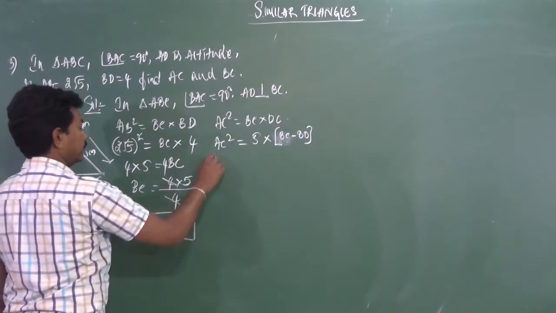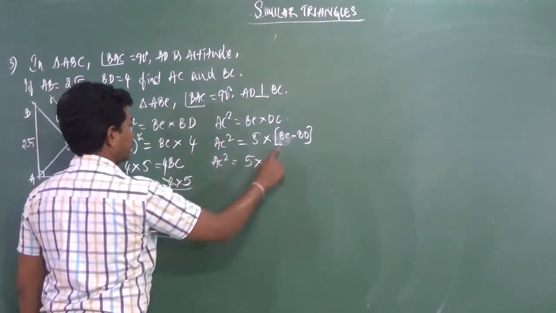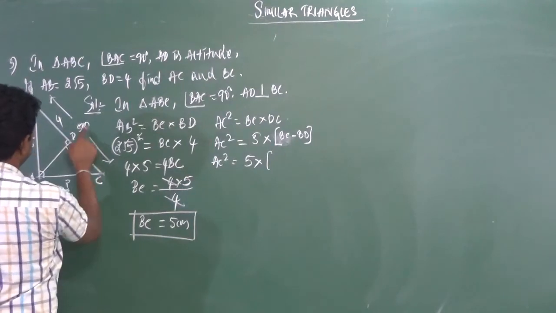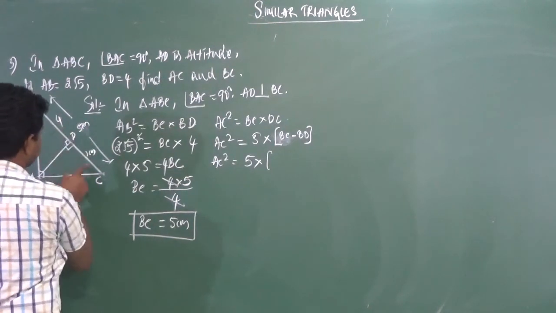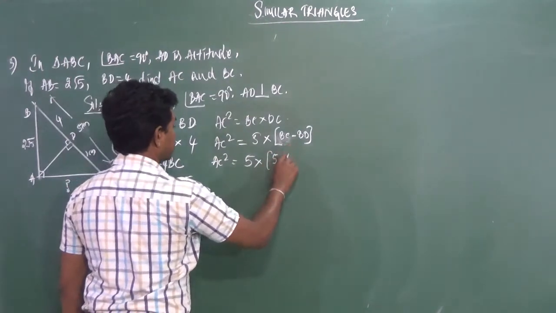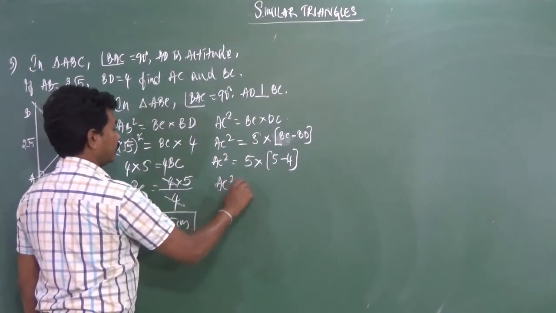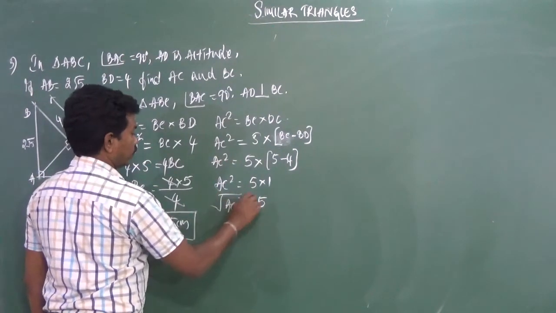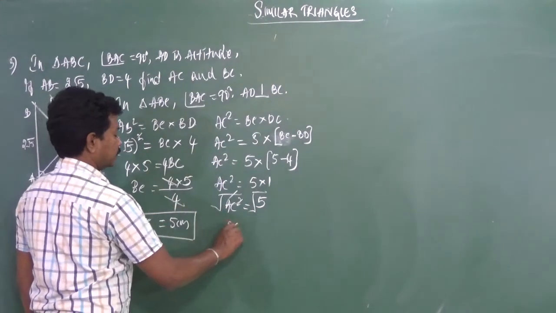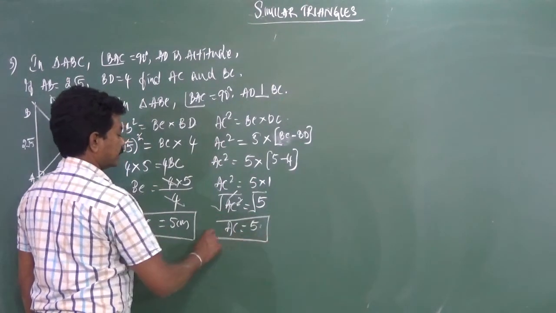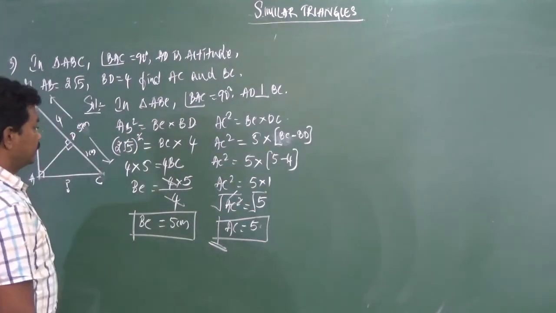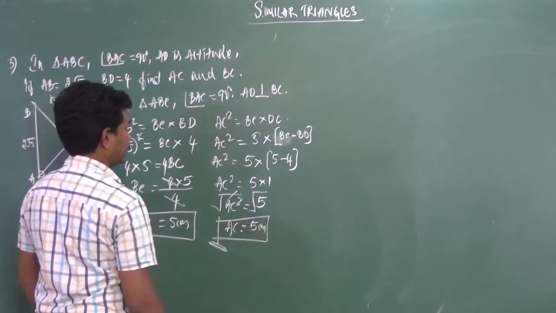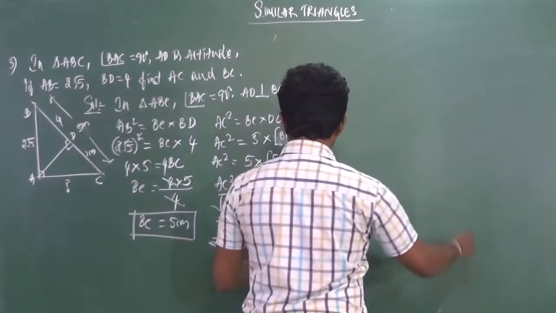So AC square is equal to 5 into BC minus BD, that is BC is 5 centimeters and BD is 4 centimeters. Therefore 5 minus 4 is 1 centimeter. So AC square is equal to 5 into 1, so AC square is equal to 5. You will take the square root on both sides. Square and root cancel. So AC is equal to root 5 units. So AC is root 5 centimeters. Very, very important. So we move on to the next problem.